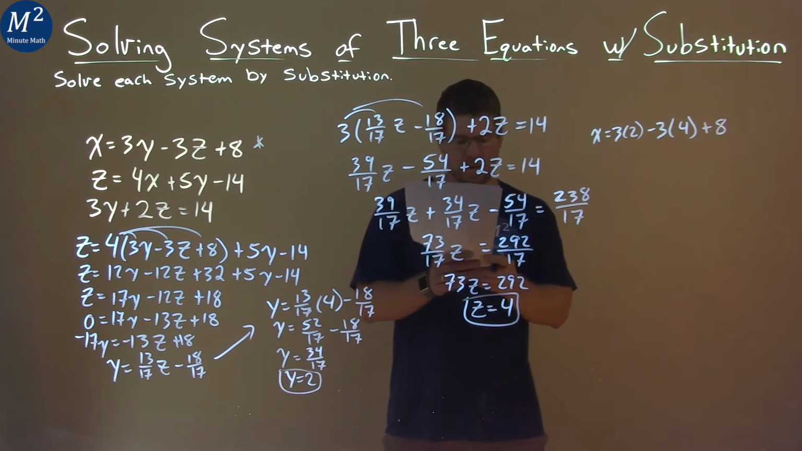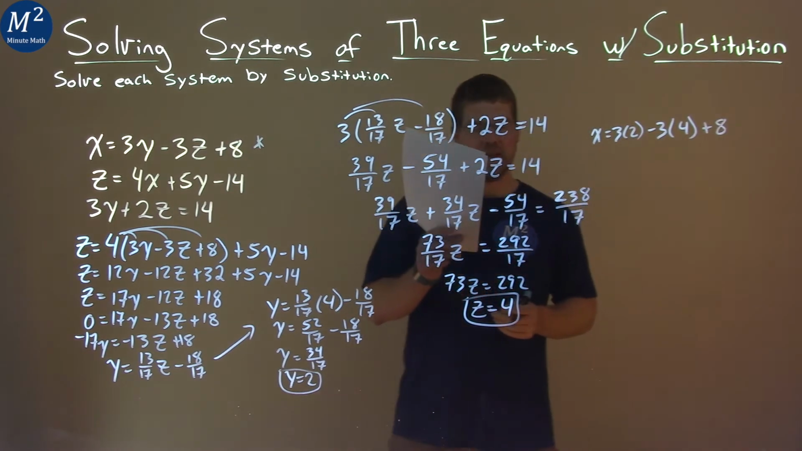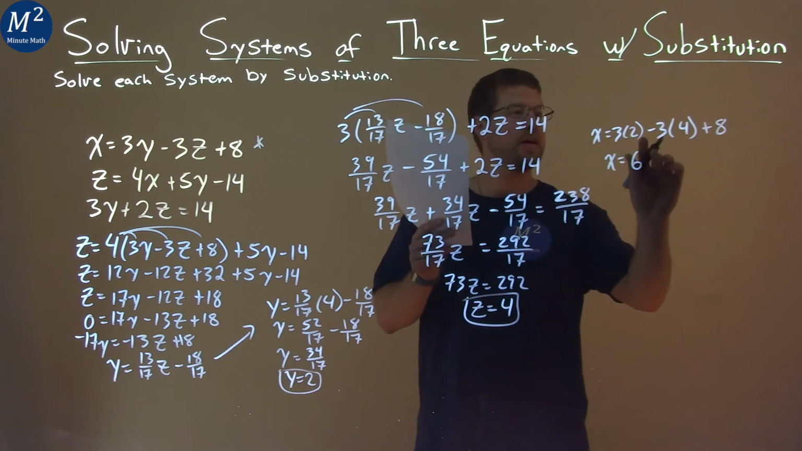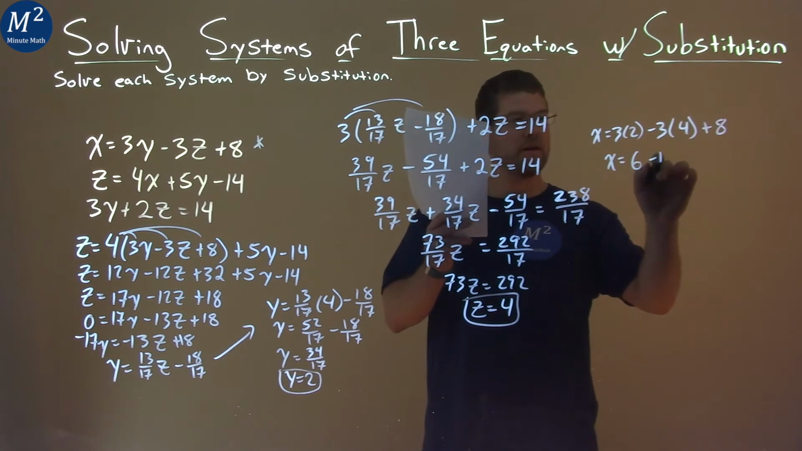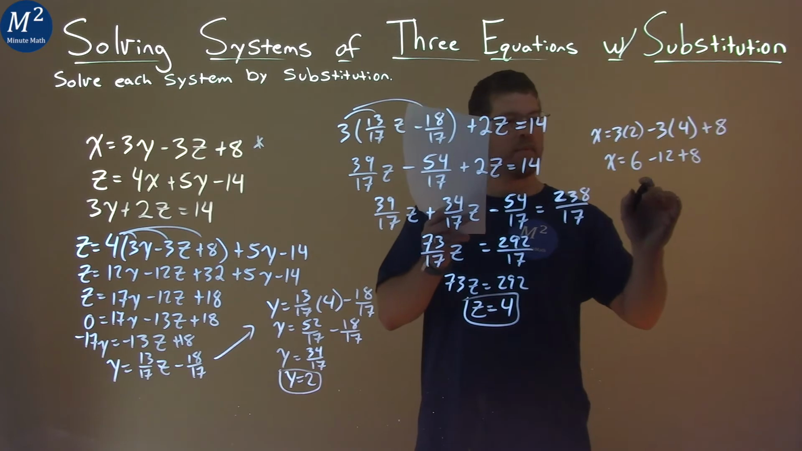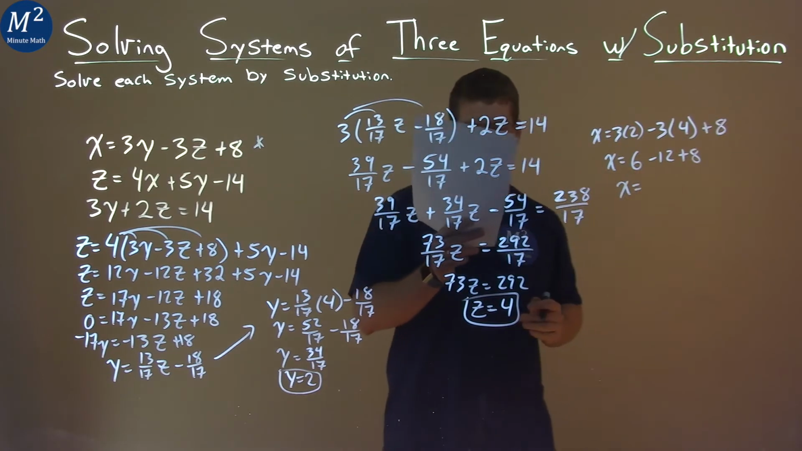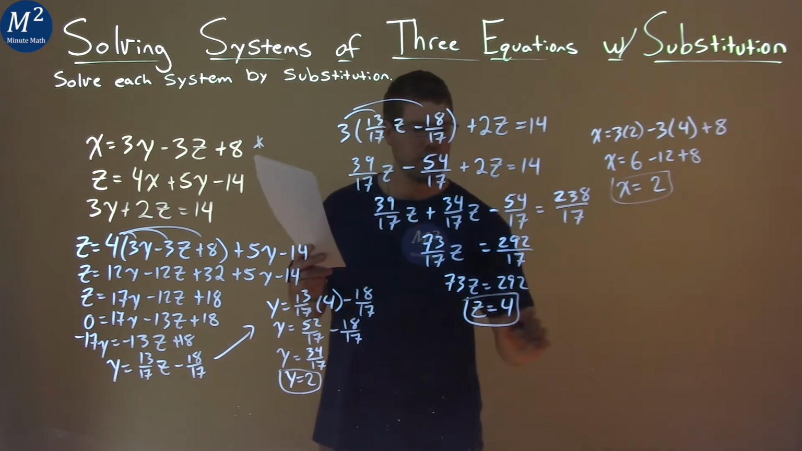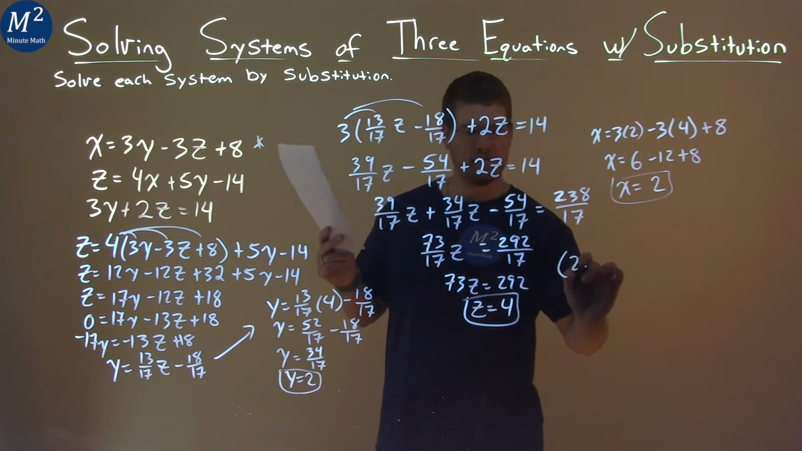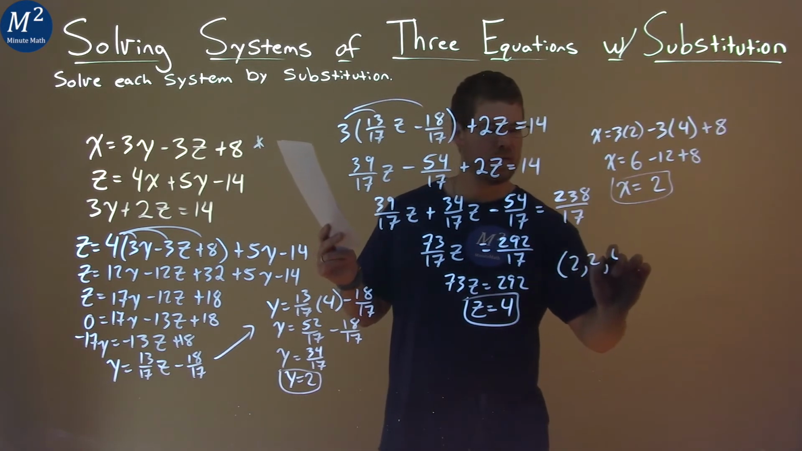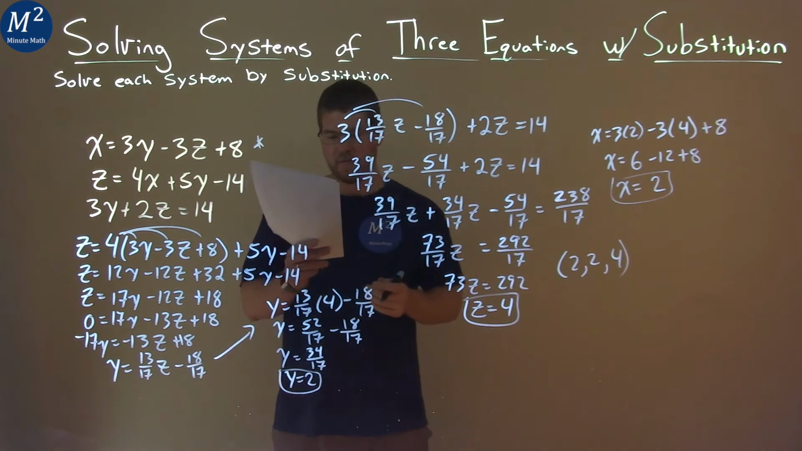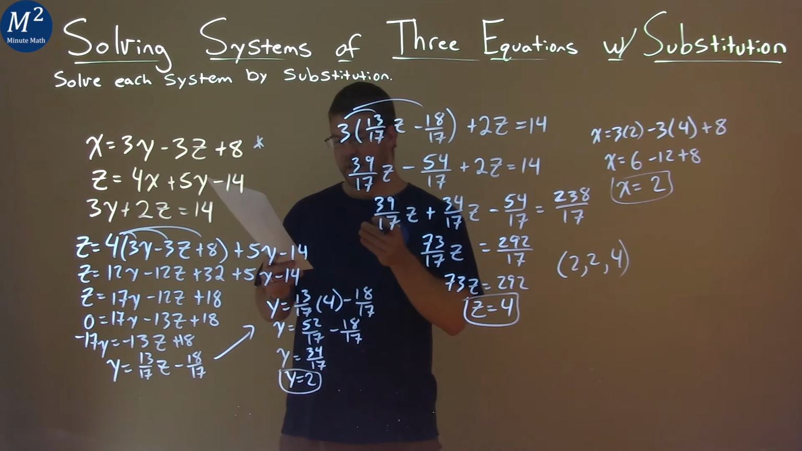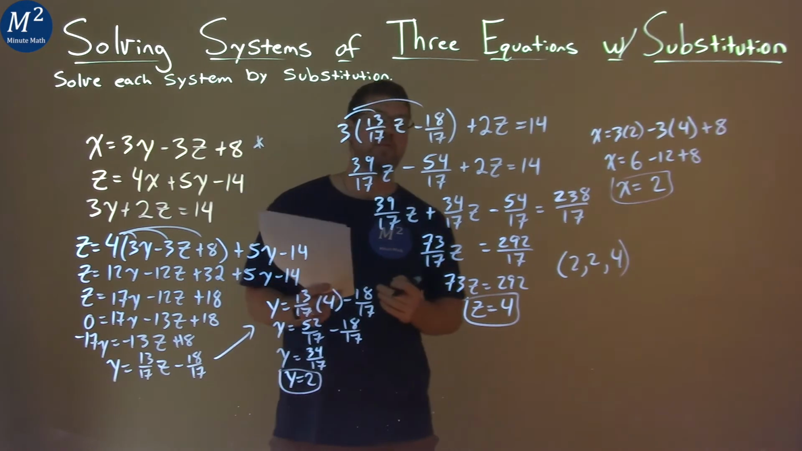Okay? So let's simplify where we can here. X equals 3 times 2 is 6. 3 times 4 is 12, minus 12 plus 8. Combining all that together, x is minus 12 plus 8, which is a positive 2. So we can write this as a coordinate point here, as x is 2, y is 2, and z is 4. And there we have our final answer. X is 2, y is 2, and z is 4.